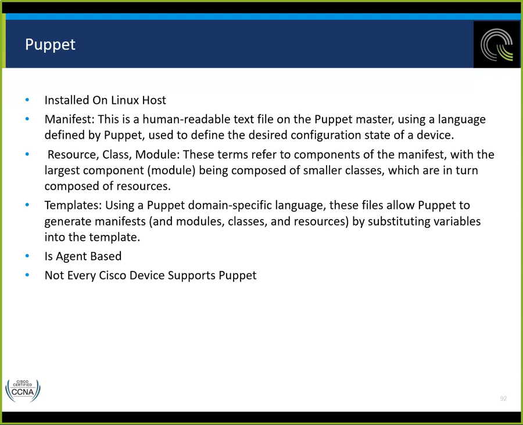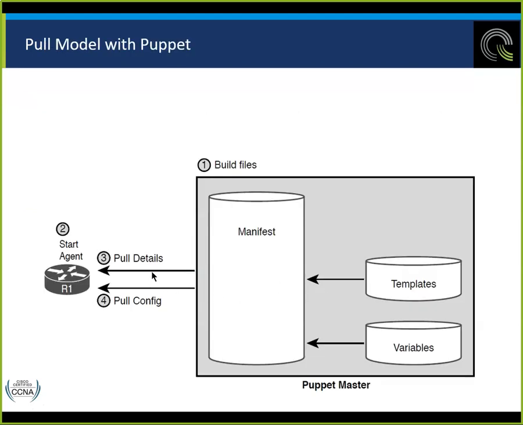Template, again, uses a Puppet domain-specific language. These files allow Puppet to generate manifests. It is agent-based, which means we have to have something on the device, and not every Cisco device supports that. It is, I said, a push-pull; it is a pull.